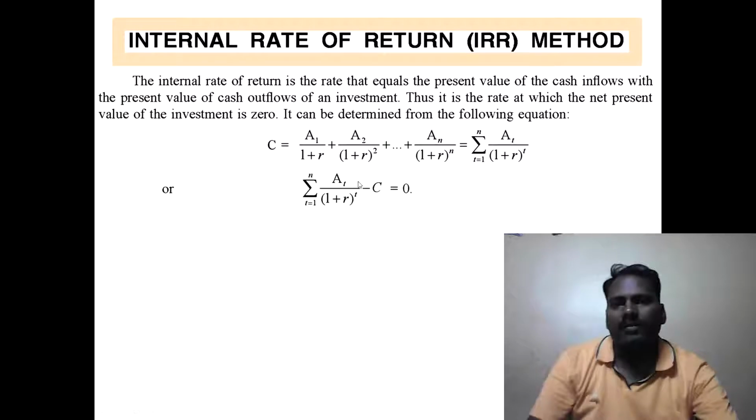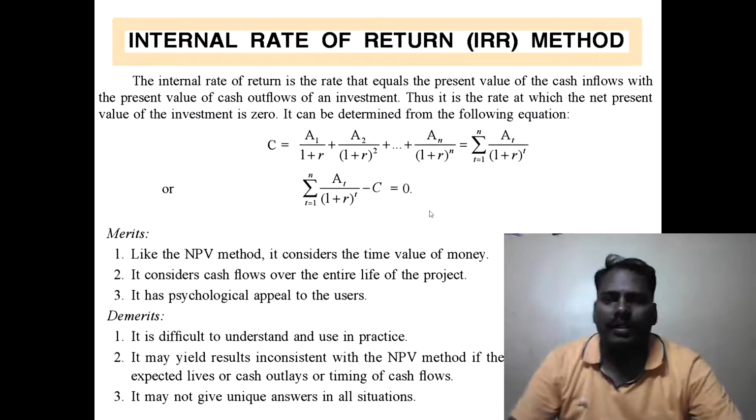The difference between the IRR method, internal rate of return method, and the NPV, net present value method, is that in the net present value method, we calculate the net present value of the proposals assuming the rate of interest or say cost of capital. But here, in case of internal rate of return method, we want to calculate the value of R such that net present value is 0.